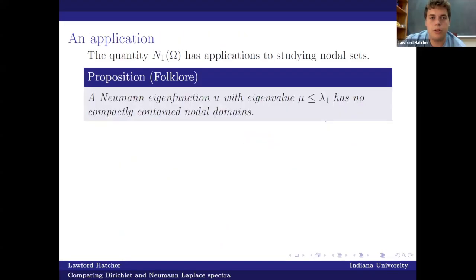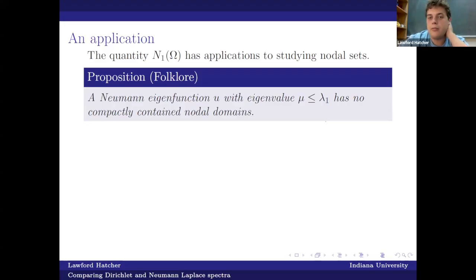So right from here, I want to give a little application of these sorts of results, just to give a flavor of why I got interested in this sort of research in the first place. I'm going to focus in particular on N_1 of Ω, the number of Neumann eigenvalues that don't exceed the first Dirichlet. There's a proposition that I really like that's very useful in studying nodal sets of eigenfunctions, and was very useful for results related to the hotspots conjecture, but I'm not going to get too much into the details here. I just want to give a fun proposition that I happen to enjoy.